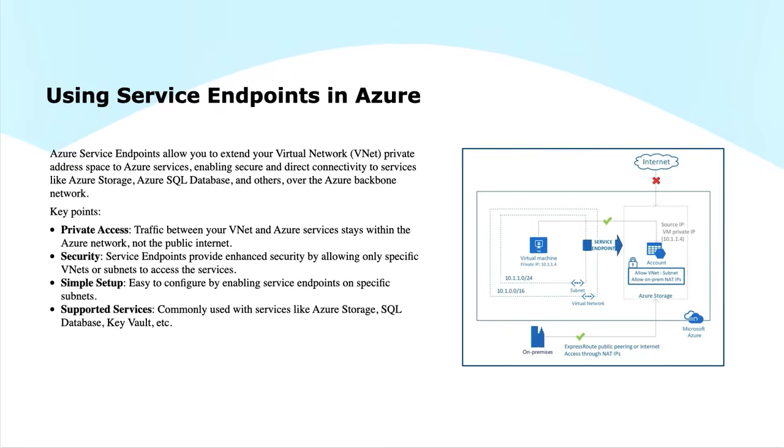What we achieve with this, we improve the security of the resources. We get optimal routing for the services because the traffic is routed through the Microsoft's backbone network and through an optimized route instead of the internet route. And it uses the Azure backbone for this routing, and it is simple to configure as well.